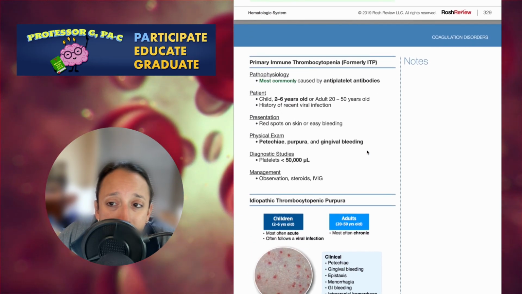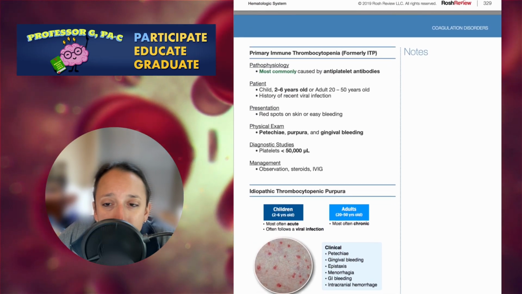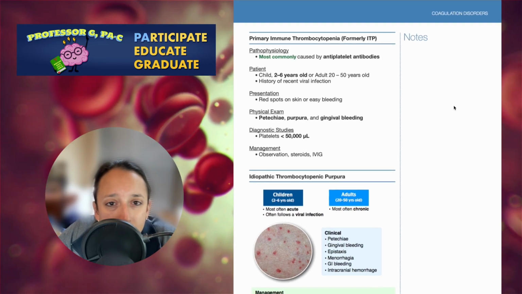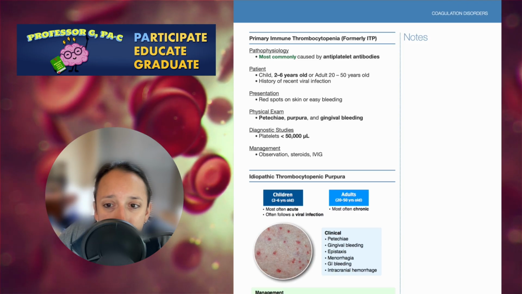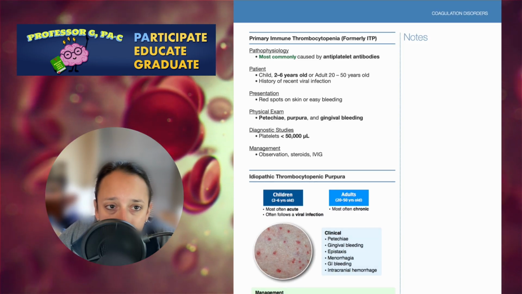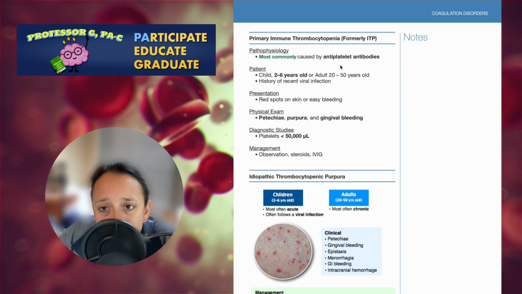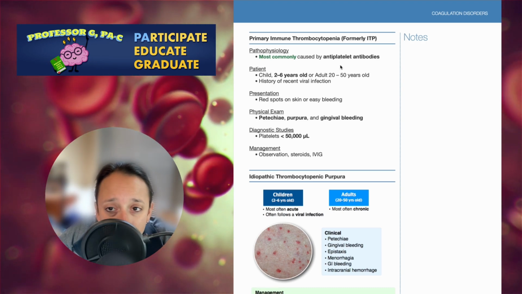All right. So there is also a hemophilia C, although Rosh didn't think it was important enough to include on this quick hit review, so I'm not going to talk about it here, but just know that it does exist. So next up, let's talk about immune thrombocytopenic purpura.